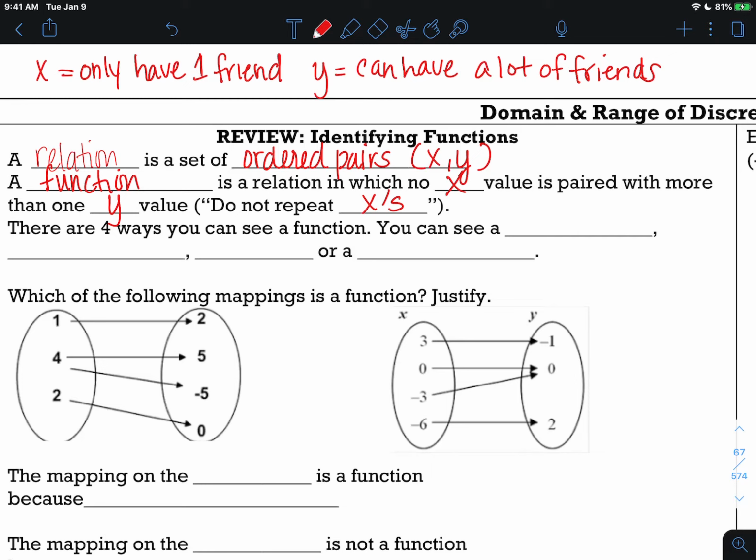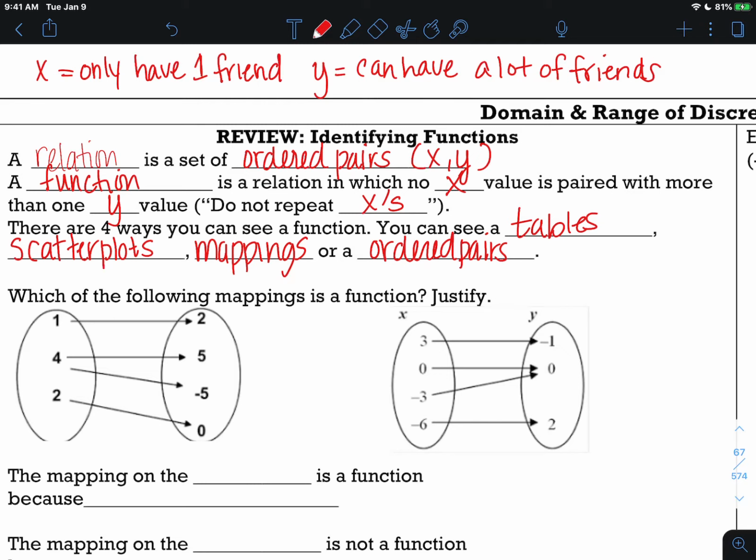There are four ways that we can see a function. There are tables, scatter plots, mapping, or ordered pairs. So we could see them in any one of these, and we should be able to determine whether or not it's a function. Okay, so let's take a look at these two different mappings here.